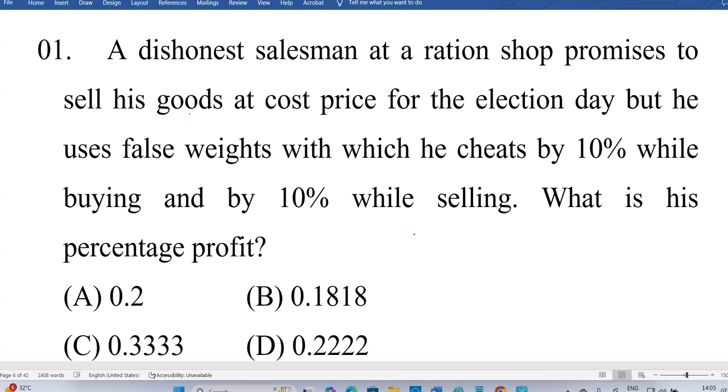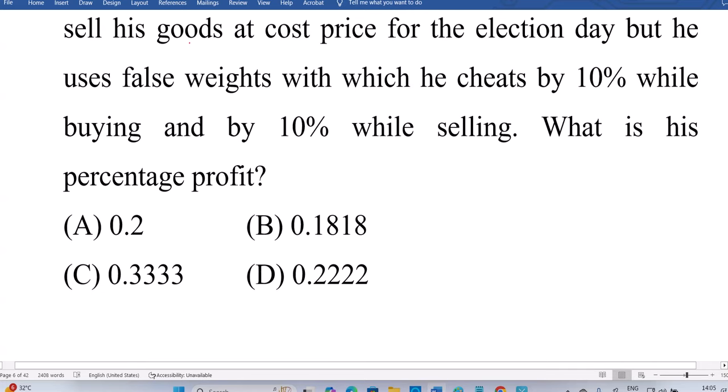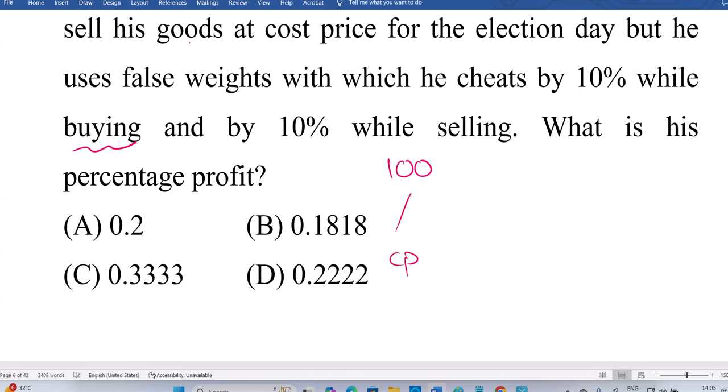Now let's see about this one. They are using false weights while buying and while selling. Let's say 100 rupees is the original cost here, right? While buying, how much false weight is used? False weights used, 10% falsy. So he purchased for 90. Original cost is 100. Due to falsy weights while buying, he purchased it for 90. And he is using falsy weight while selling. 100 rupees is the cost of that. He used 10% false weight. He will sell it for 110.